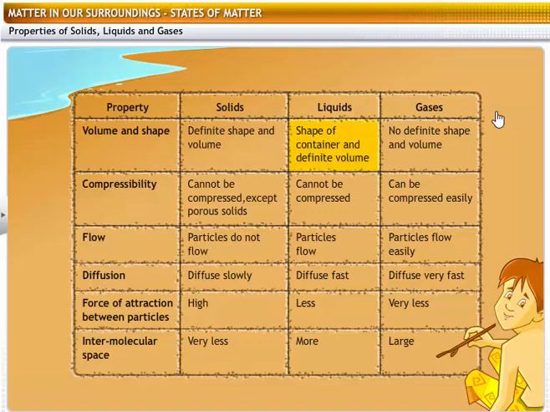Liquids. Liquids take the shape of the container and have definite volume, cannot be compressed, particles flow, diffuse fast, less force of attraction between particles, more intermolecular space. Gases. Gases have no definite shape and volume, can be compressed easily, particles flow easily, diffuse very fast, very less force of attraction between particles, large intermolecular space.